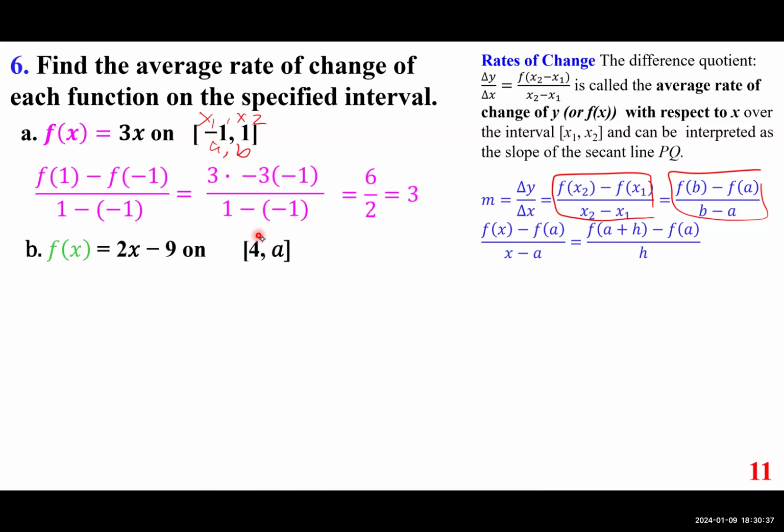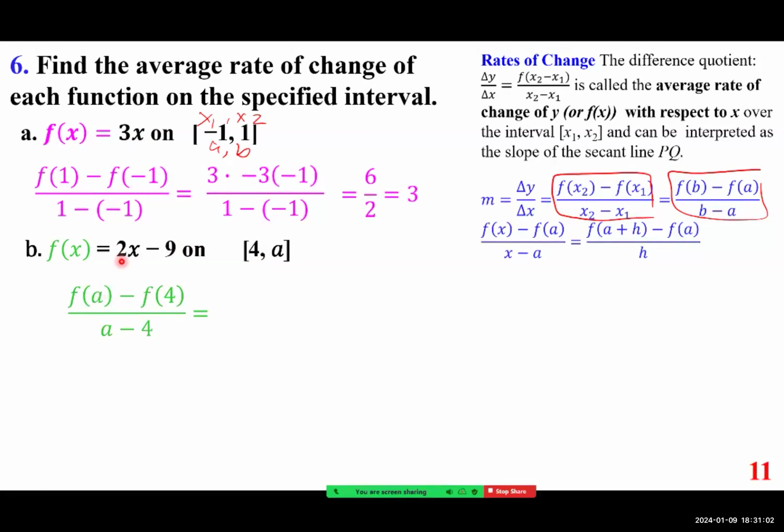What about this one? From 4 to a? Well, basically it's f of a minus f of 4 over a minus 4. Understanding the concept, we are going to replace the x with a in this function. So this becomes 2 times a minus 9. And then replace it with 4, 2 times 4 minus 9, and the bottom doesn't change.